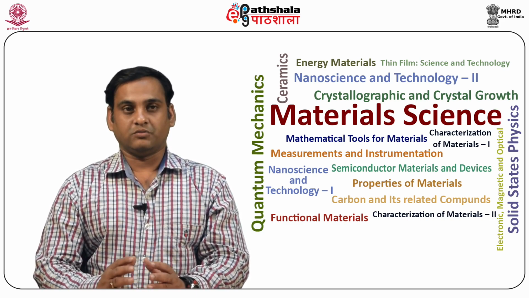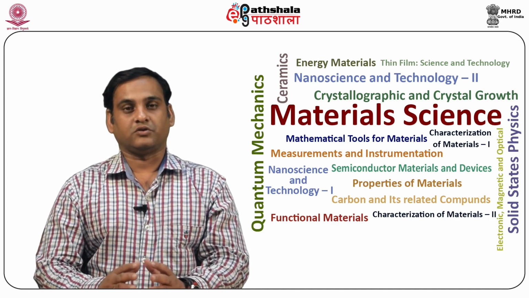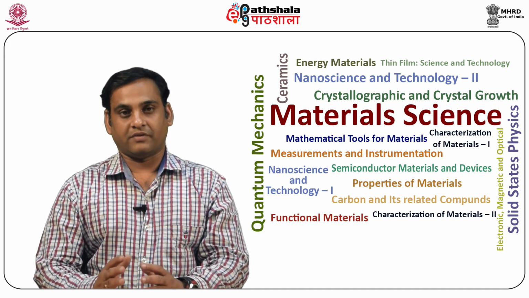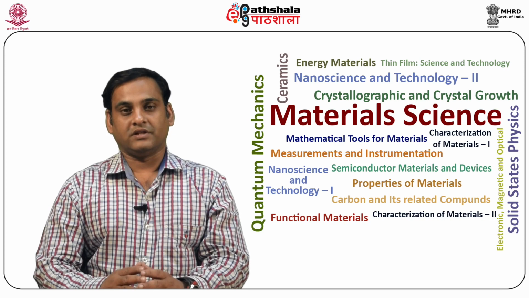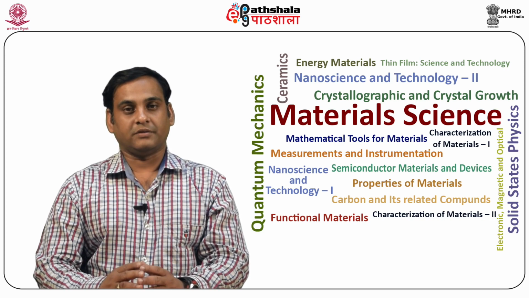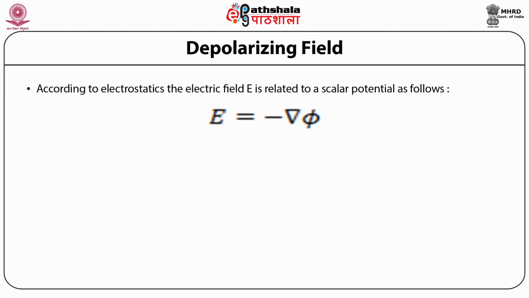Here we have assumed that R is greater than d, that is, expression 2 is valid only at points far from the dipole itself. In atoms and molecules, this condition is well satisfied, since d, being of the order of an atomic diameter, is very small indeed. According to electrostatics, the electric field E is related to a scalar potential as follows: E is equal to minus grad phi. This gives the potential phi(r) equal to mu dot r by r to the power 3.